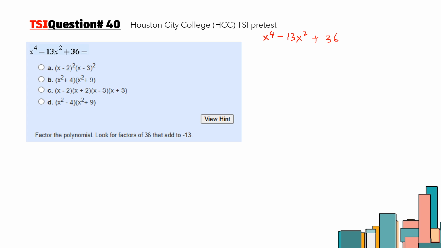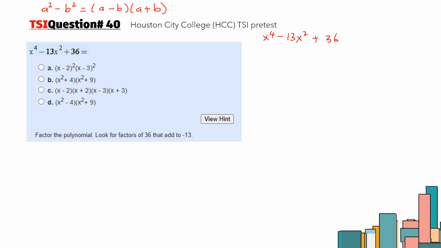And to start, I will write down a formula. We have a squared minus b squared, that is equal to a minus b times a plus b.